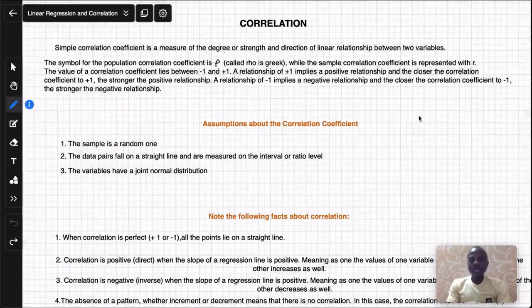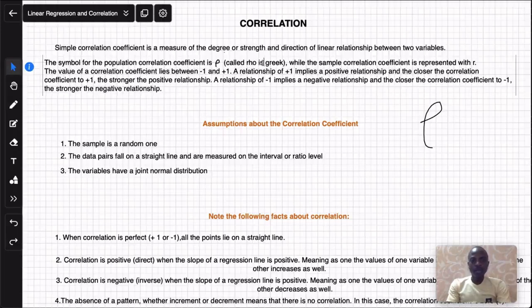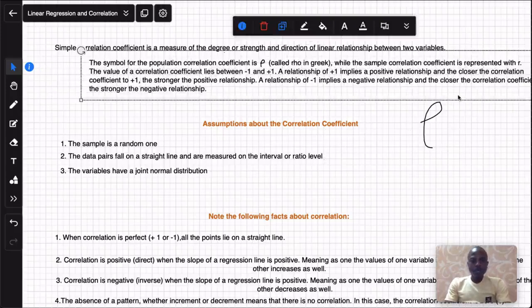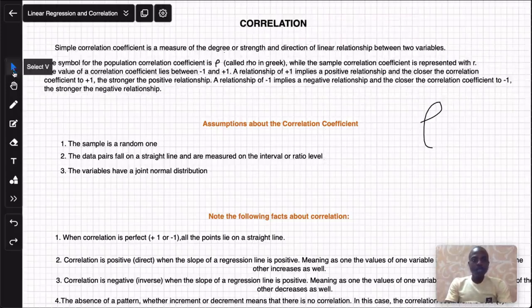We do that by using what we call rho, a Greek alphabet called rho. It looks something like this. You can browse it. That's the name here, rho. Now this is for the population. So when you calculate your correlation coefficient from the population directly, you are going to call that rho. But if you obtain it from a sample taken from the population, you represent that with r.